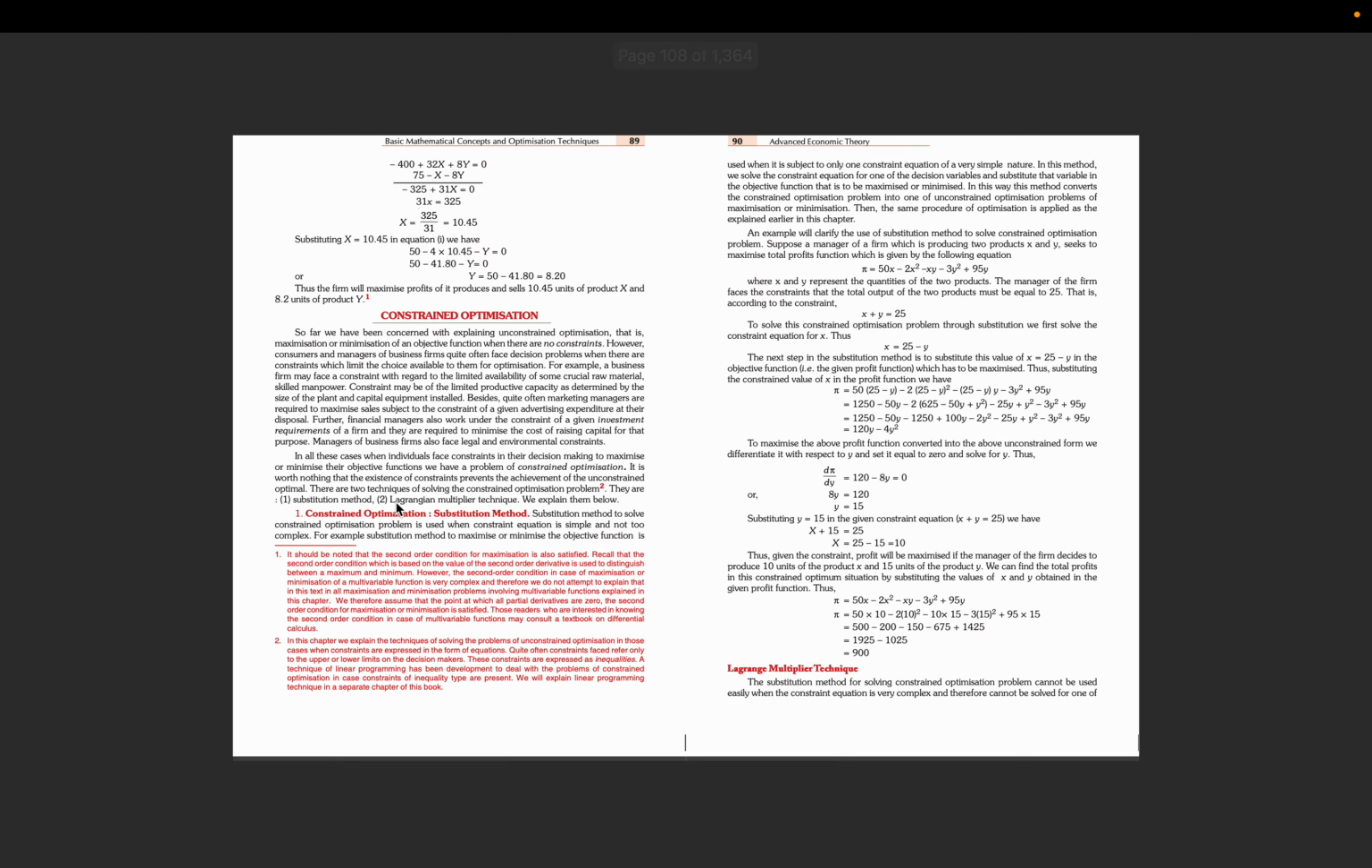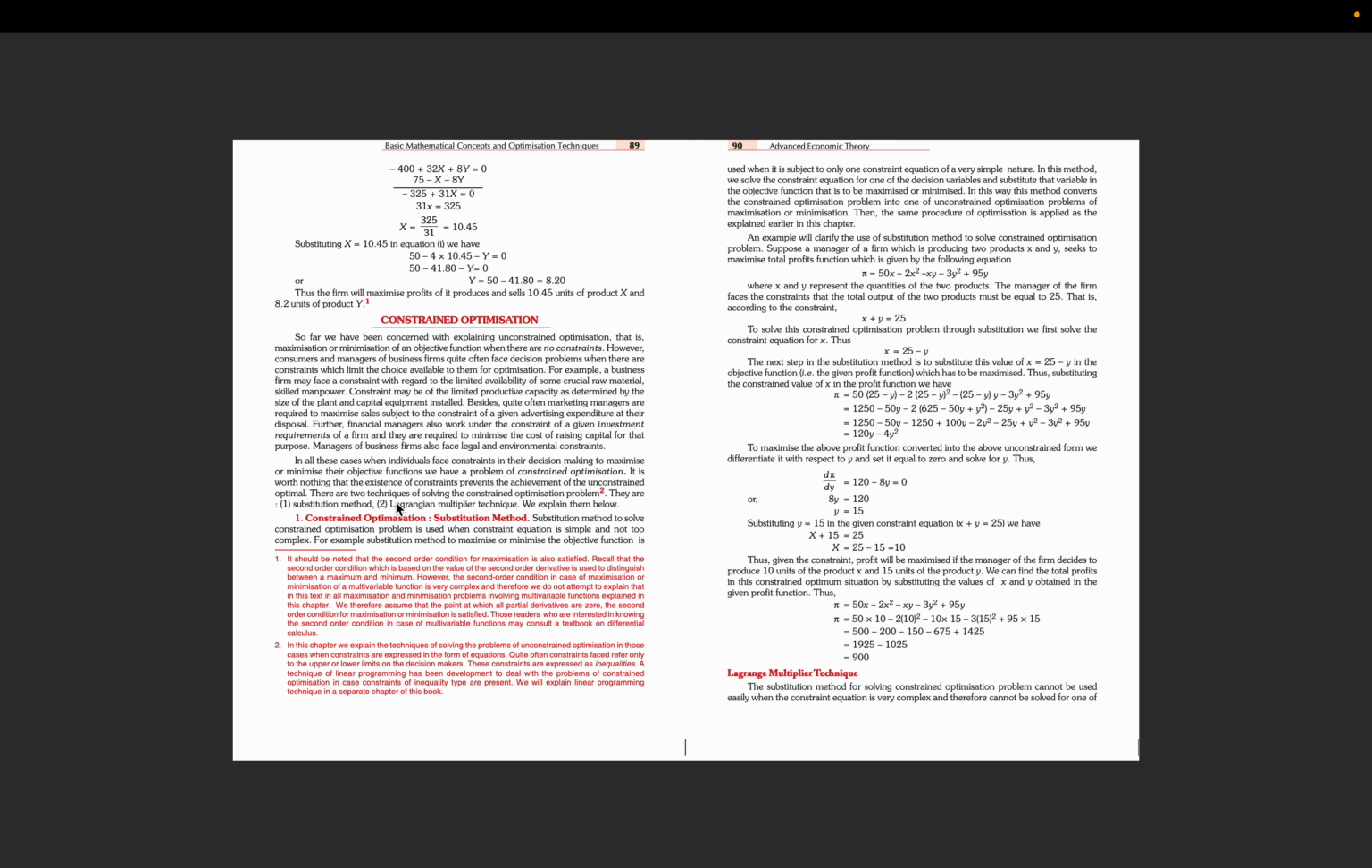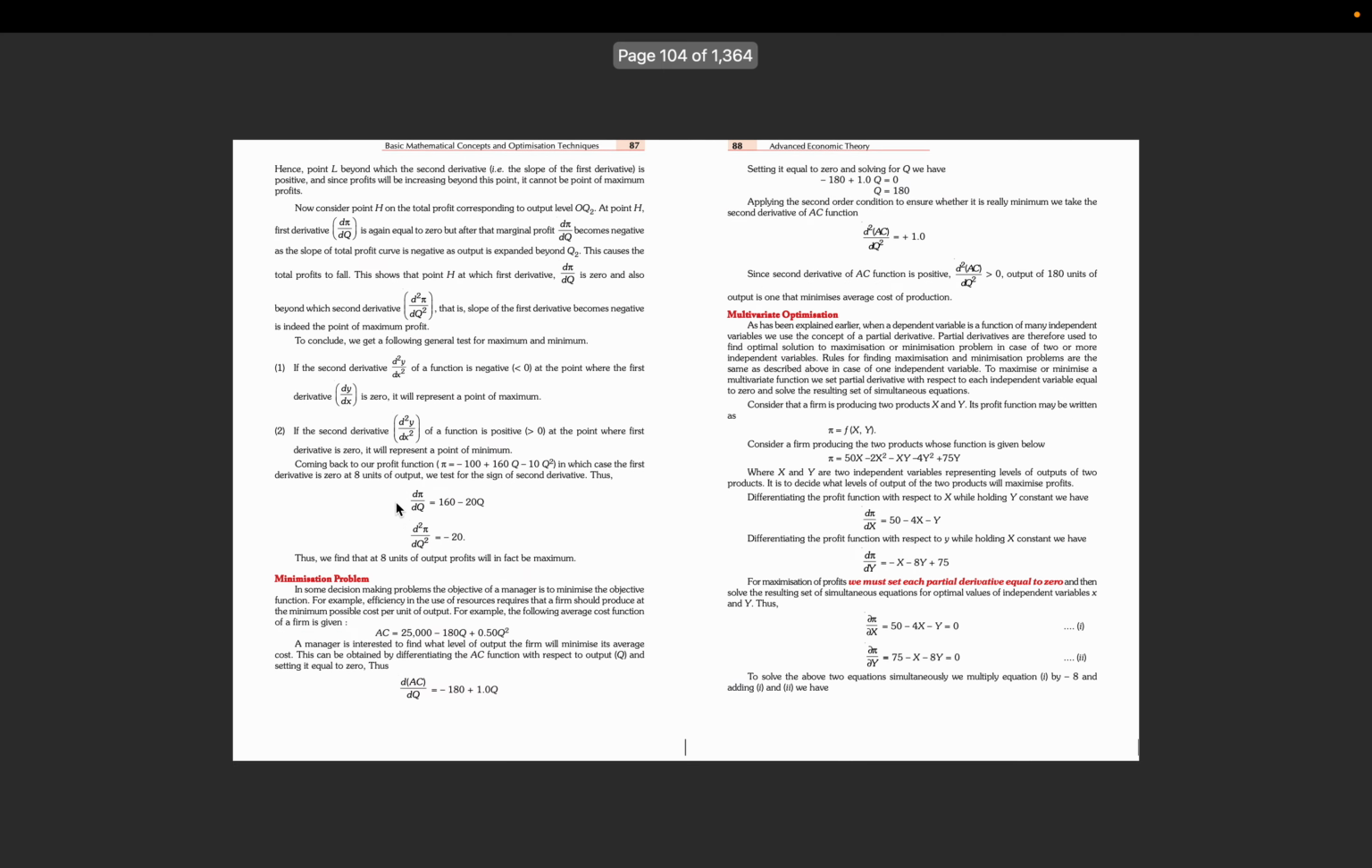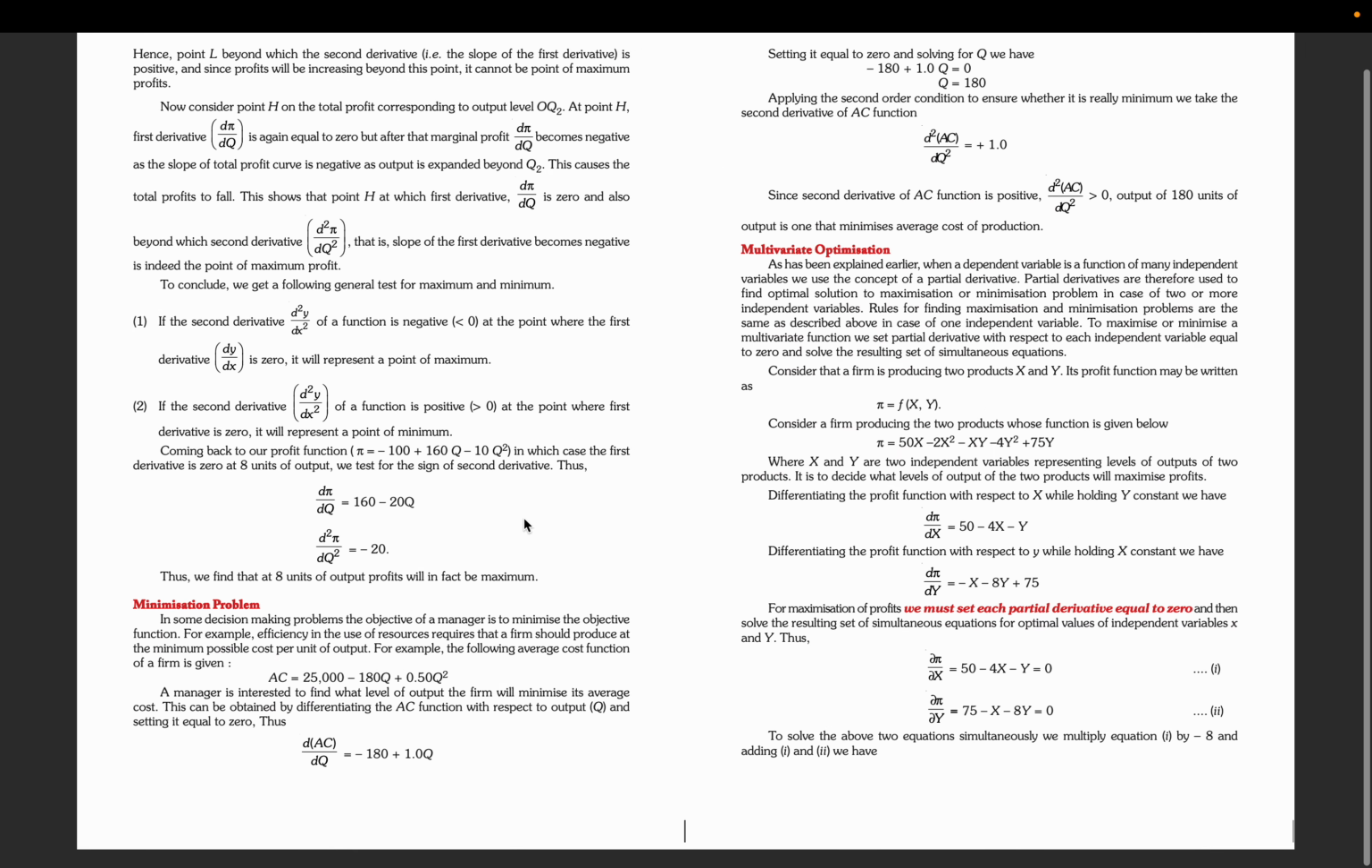We have till Lagrangian to follow through. Constrained optimization. Minimization problem. This is going to come out very easy now. In some decision making problems, the objective of a manager is to minimize the objective function. For example, efficiency in the use of resources requires that a firm should produce at the minimum possible cost per unit of output.